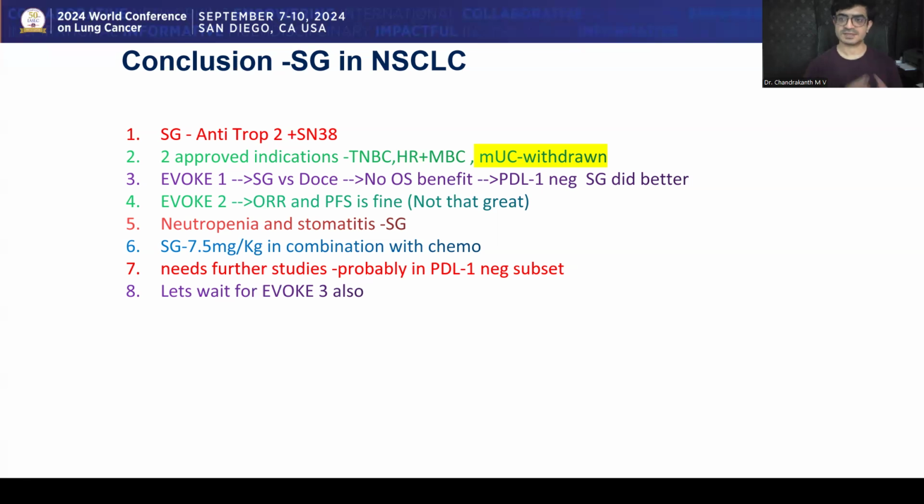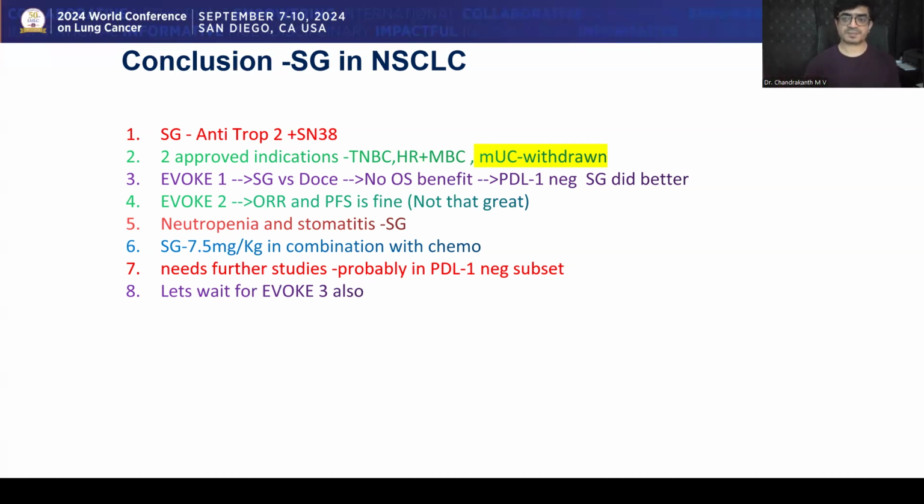Therefore, it is a negative trial. And in the PD-L1 negative subset, Sacituzumab did better. Coming on to the Evoke 2 study, the present study which I discussed, the response rates and PFS are fine, but they are not that great when compared to Keynote 189. However, you have to look into the subset of PD-L1 less than 1%. Neutropenia and stomatitis are the toxicities of Sacituzumab Govitecan, and remember the dose when I use Sacituzumab in combination with chemo. It is 7.5 milligrams per kg and not 10 milligrams per kg. It is day 1, day 8, every 21 days.